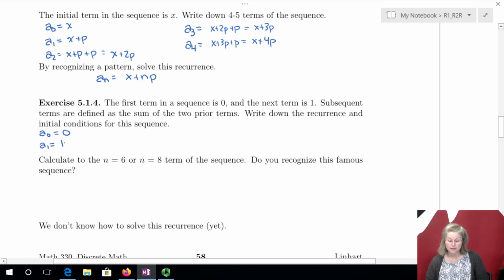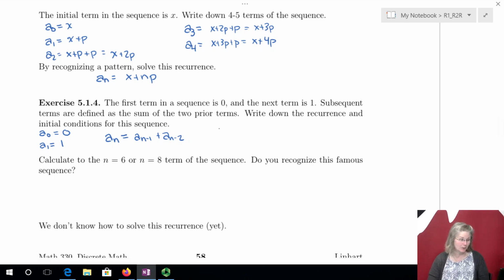Subsequent terms are defined as the sum of two prior terms. So if I'm looking for a recurrence formula for a_n, the current term is defined as the sum of the two prior terms. So a_n is going to be equal to a_(n-1) plus a_(n-2). So that would give the recurrence relation. And notice that I also have the initial conditions right here. Now you know, we often write this particular recurrence in another form, with a different letter other than a.